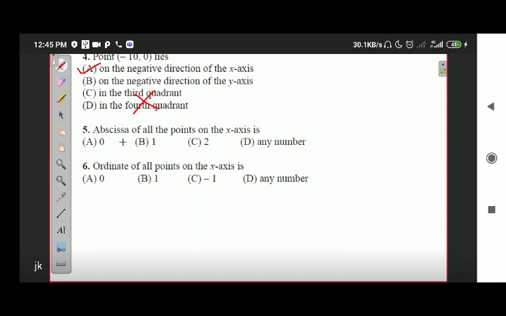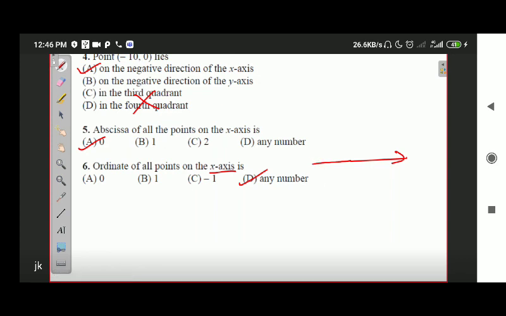Next is: abscissa of all the points on the x-axis is. All the points on the x-axis have 0 abscissa. Ordinate of all the points on the x-axis can be any number. I told you wrong once again.